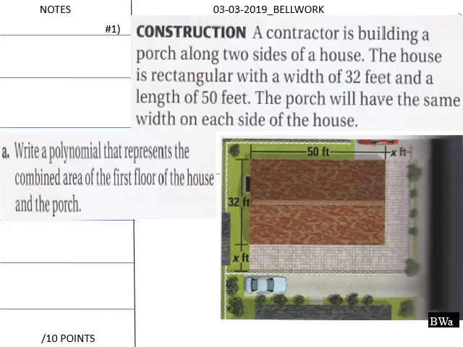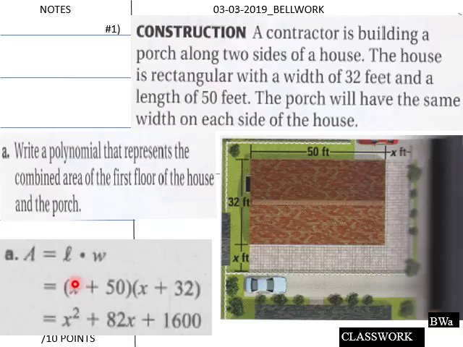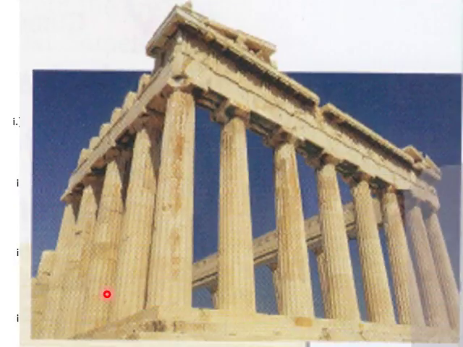Okay, welcome back. Here is your solution for your bell work. Area equals length times width. So this is our length times width. Then we just multiply it through. Porch will have the same. And this is your polynomial, x squared plus 82x plus 1600. For this diagram here, the area of first floor and the porch. Okay, into our lesson.